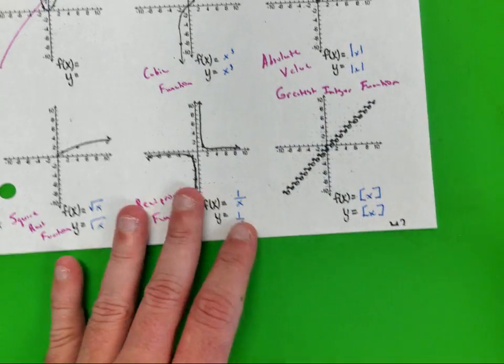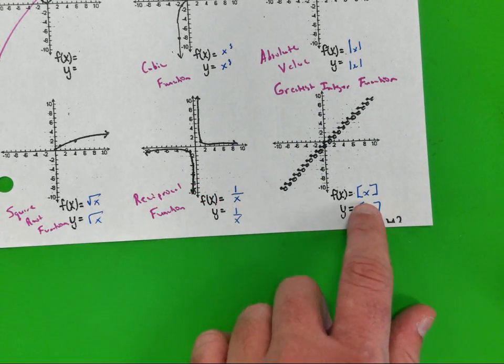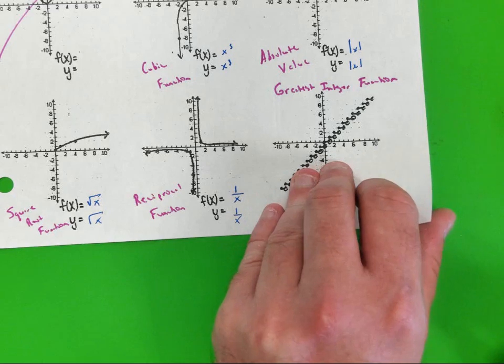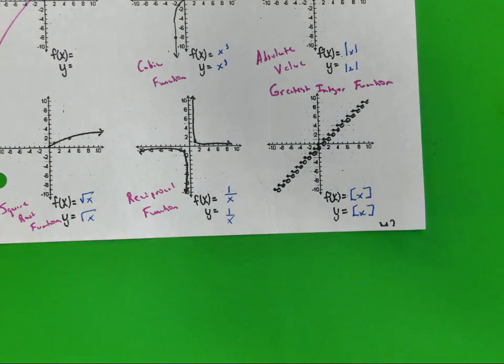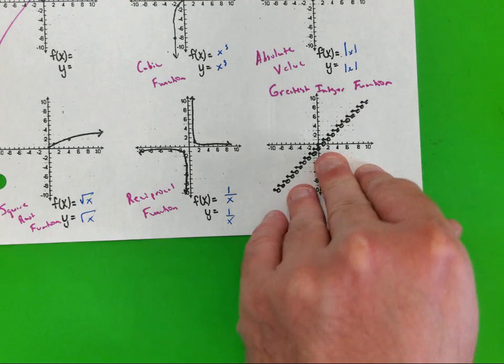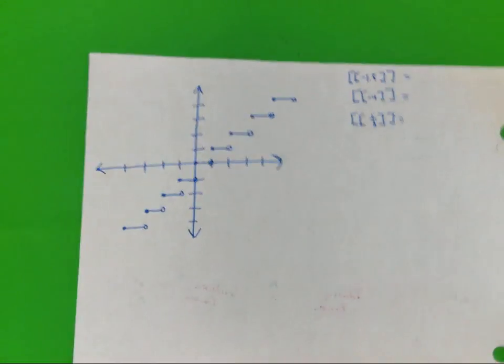Greatest integer function. Do you see how its notation is an x with 2 brackets around it? That is the greatest integer function. Or sometimes you would see it with double brackets. Either way, it means the greatest integer. So we're going to take a moment to explain this to you. Like I said, we won't work with this one much, but I will explain it to you.